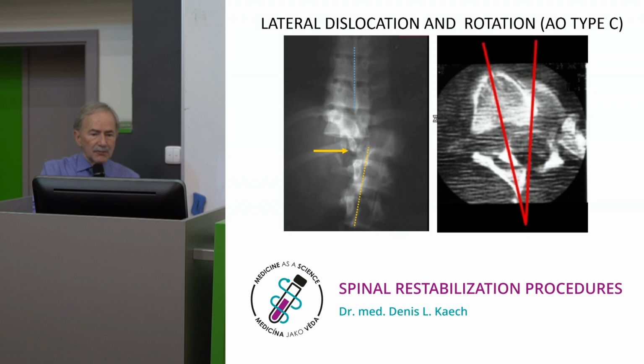This is an example. You see when you look at the spinous processes, and here you have the fracture, the dislocation. The spinous processes row is here. And on CT scan, you see that you have a rotation and a dislocation. This is a severe type with paraplegia.